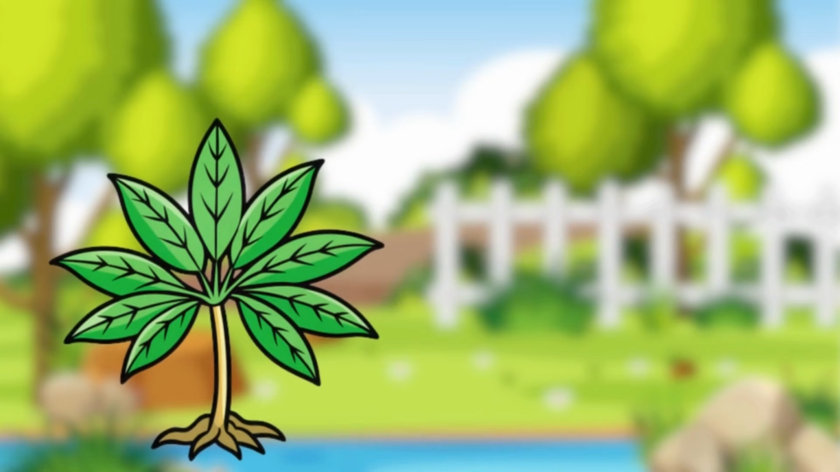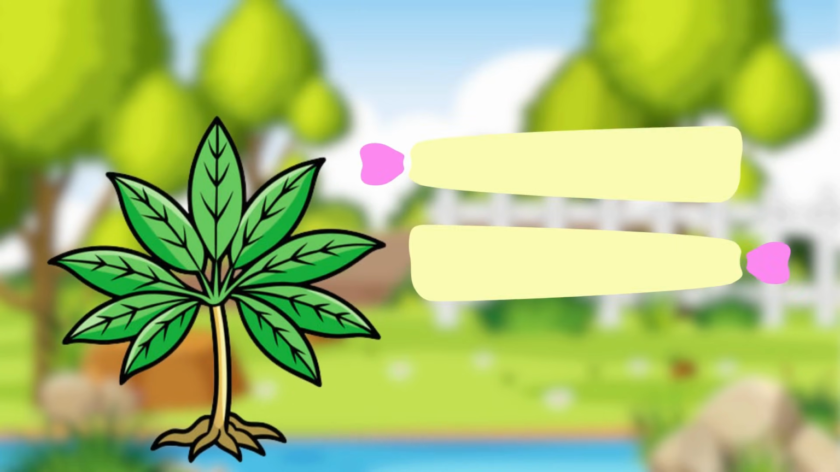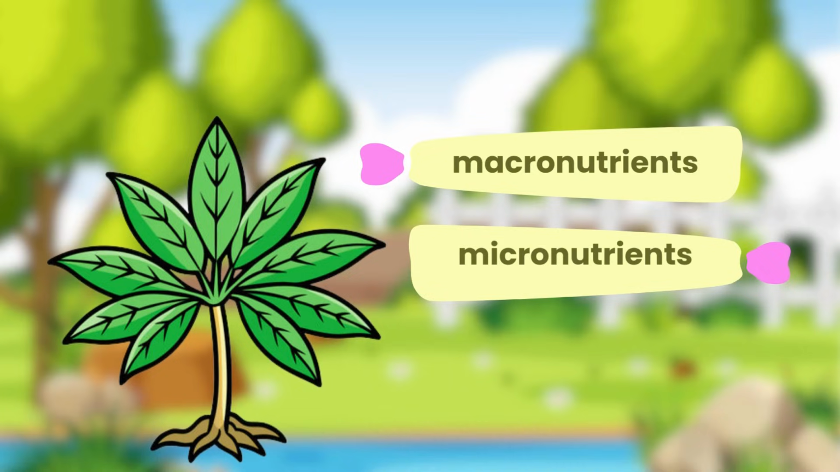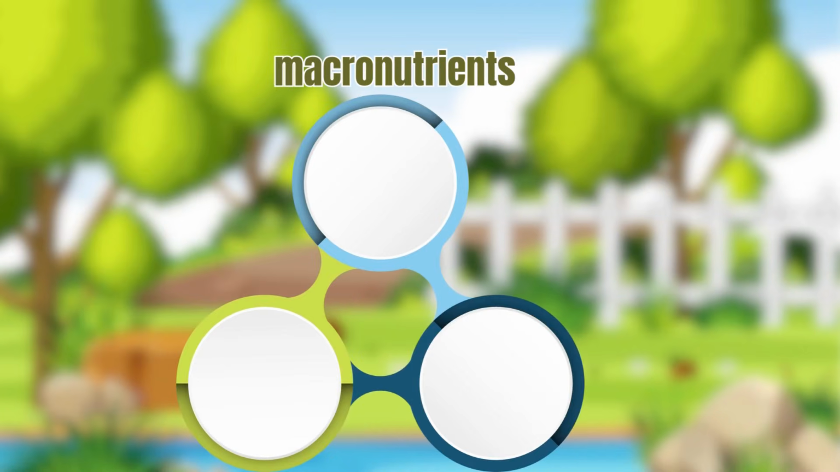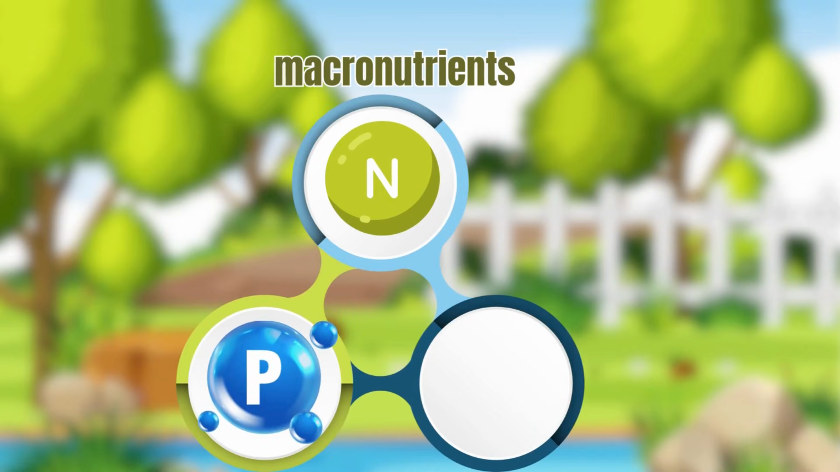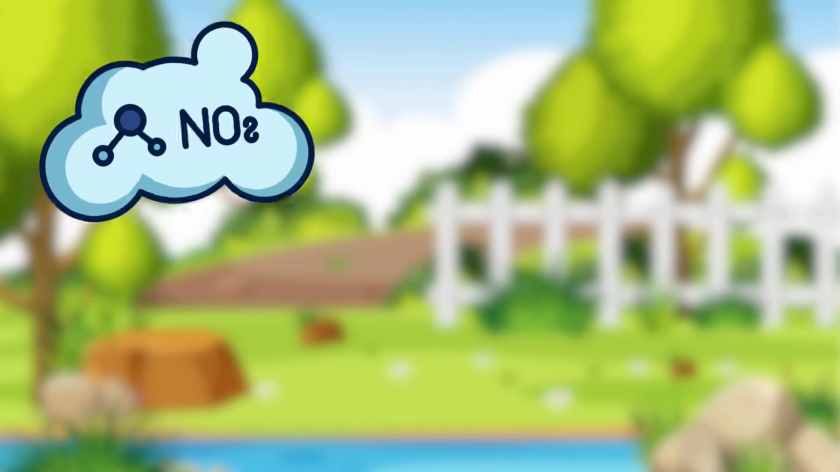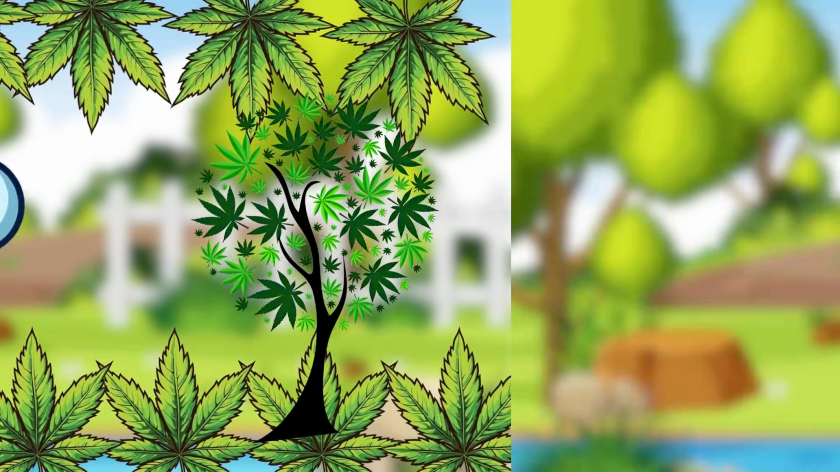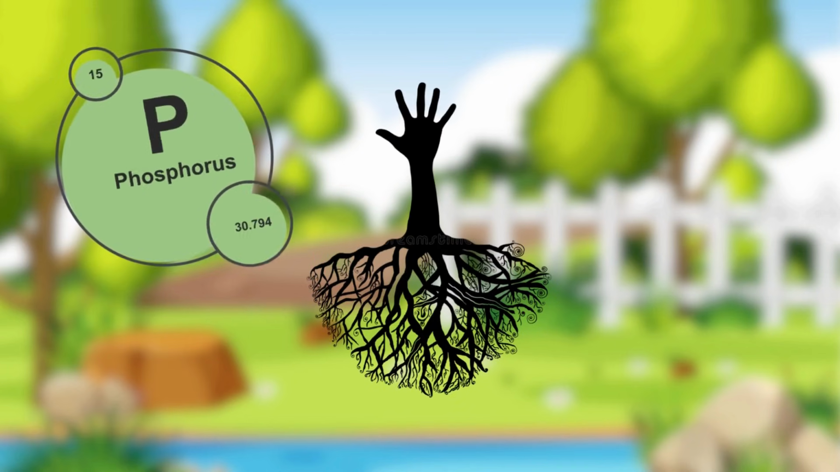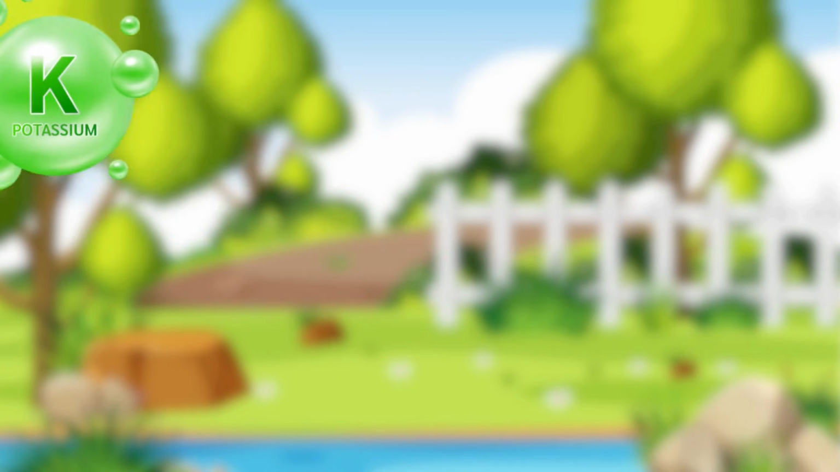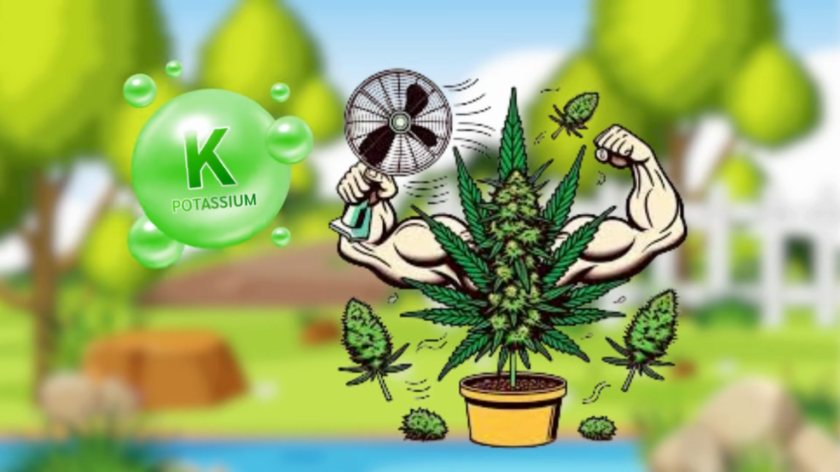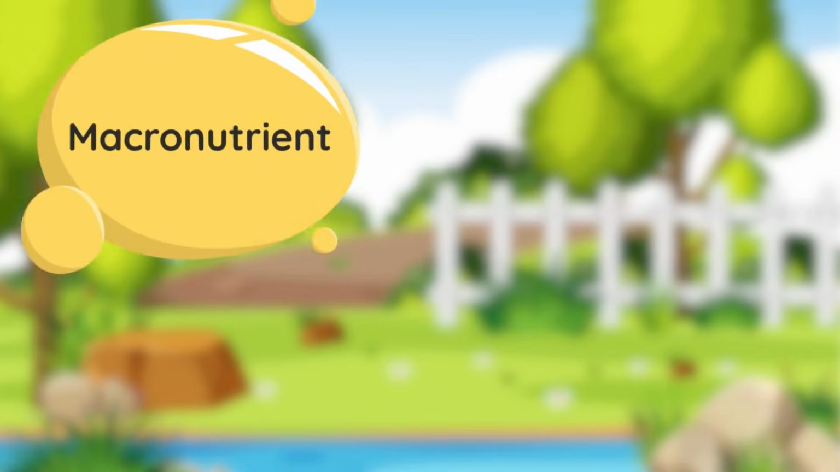For cannabis, nutrients are grouped into macronutrients and micronutrients. The big three macronutrients are nitrogen, phosphorus, and potassium. Each one has a role. Nitrogen drives leafy green growth. Phosphorus supports root development and flowering. Potassium strengthens the plant's overall health and resilience.